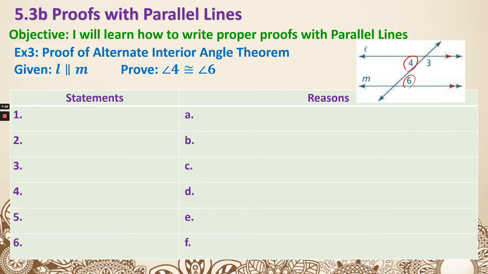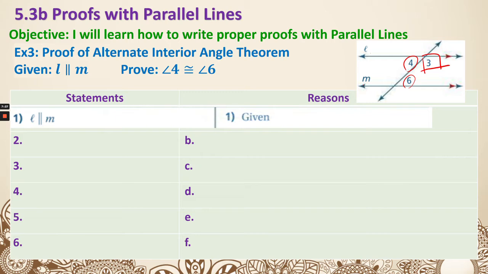If you look at the question, the only information we know is M and L are parallel, and we're trying to prove 4 and 6. The only piece of extra information we have is this angle 3. That means we have to use them. We always start with a given. So L is parallel with M, that is given. And then we can say the last statement, which is angle 4 is congruent with angle 6.